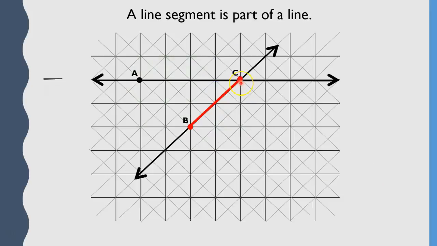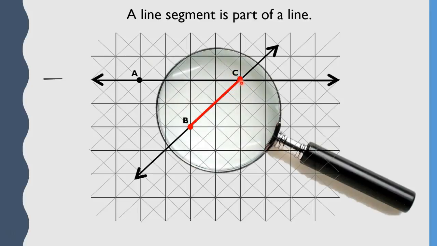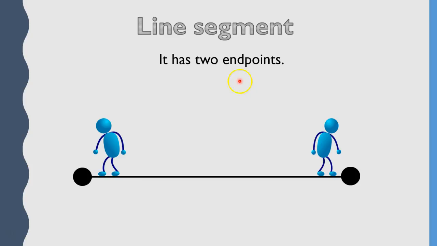Here's another one. This one is line segment BC. So we can zoom into this one. Line segment BC is a part of line BC. But when we talk about line segment BC, we are only talking about this part right here. Okay, so a line segment has two endpoints.